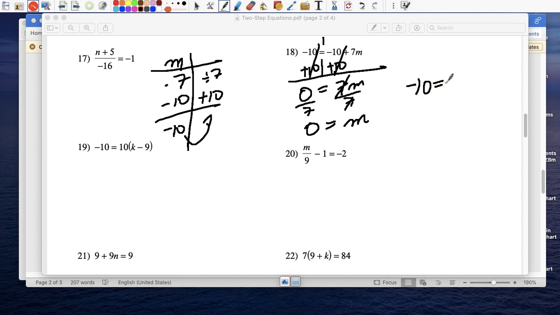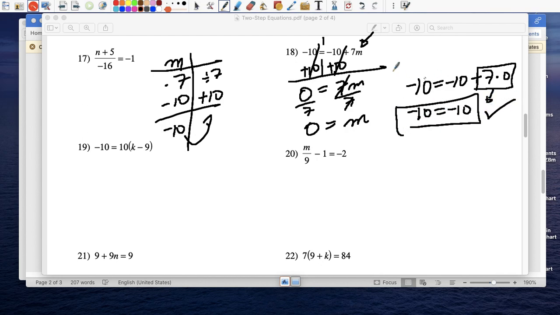Negative 10 equals negative 10 plus 7 times 0, right? Right here, I'm replacing the m with 0. Negative 10 equals negative 10, and 7 times 0 is just 0, right? So this is 0. I don't even have to write 0 over here. And we know that the left equals the right. Check.